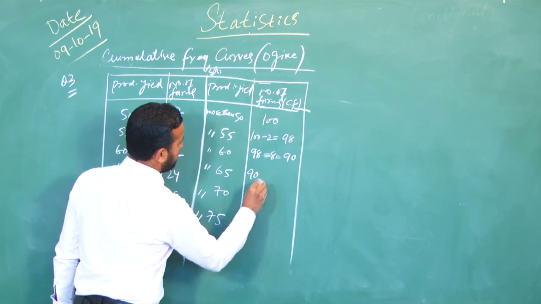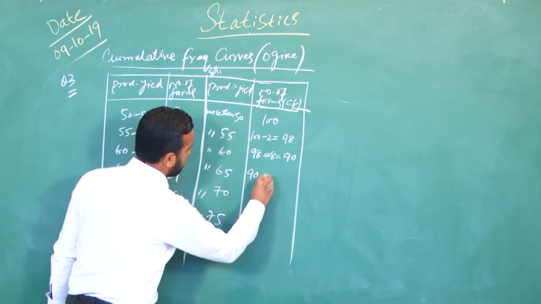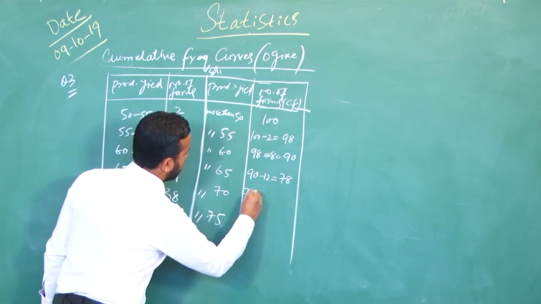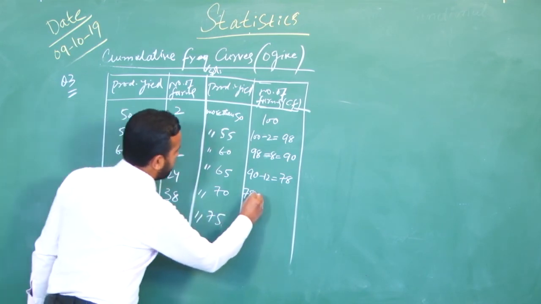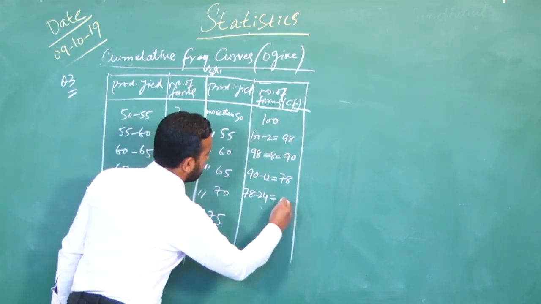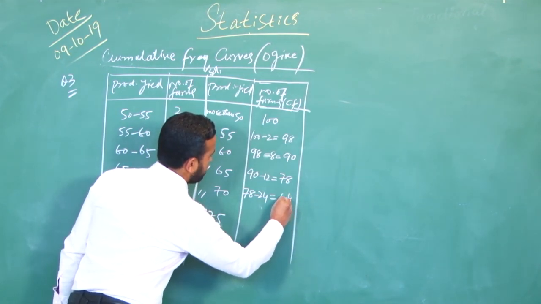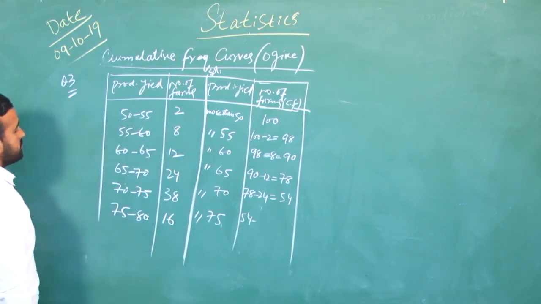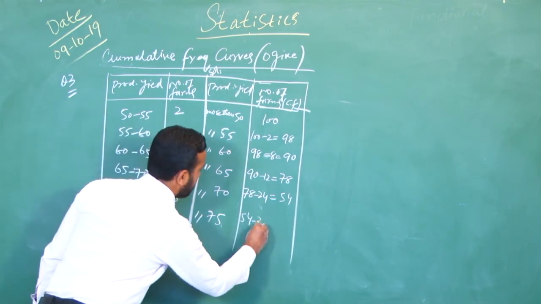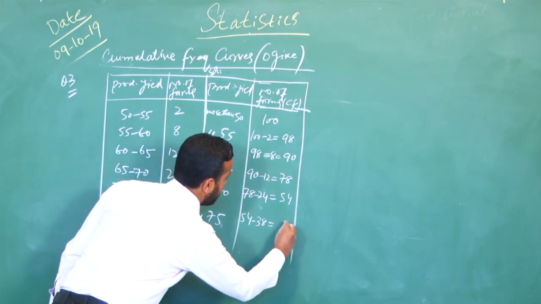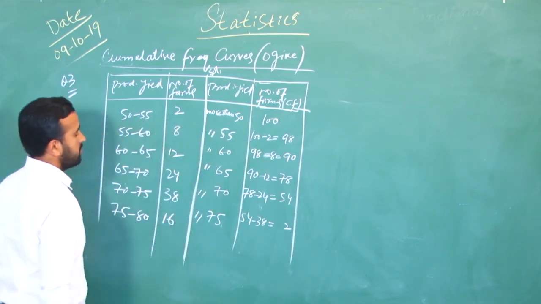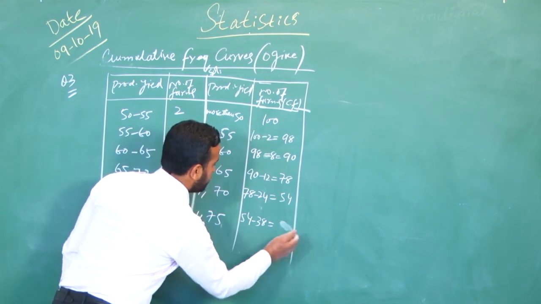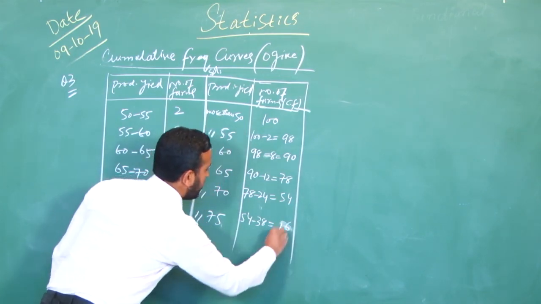And then we have 90 minus 12, that is equal to 78. Then in this group we have 78 minus 24, so that is 54. Then the last one is 54 minus 38, that is 16.